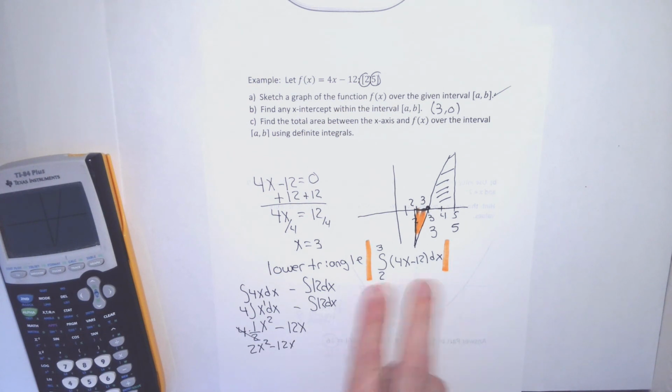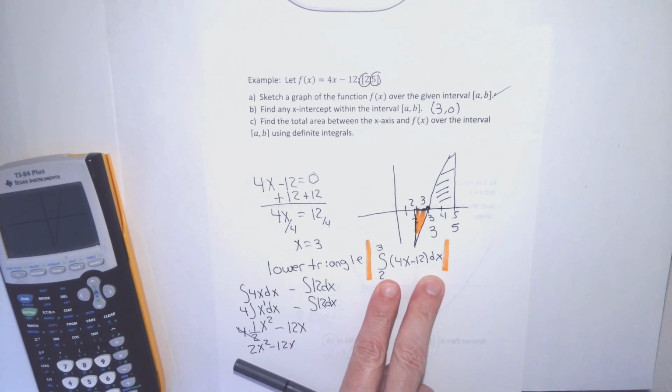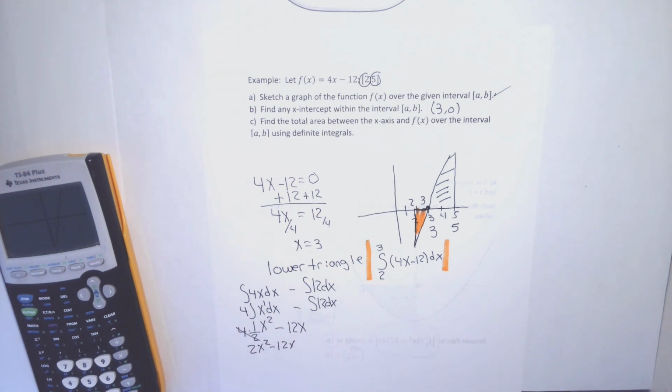So this is the result of that integral. Now I need to get a number attached to it. And I get a number attached to an integral by plugging in the upper number and then the lower number, and then subtracting. So for the upper number, it's going to be 2 times 3 squared minus 12 times 3.